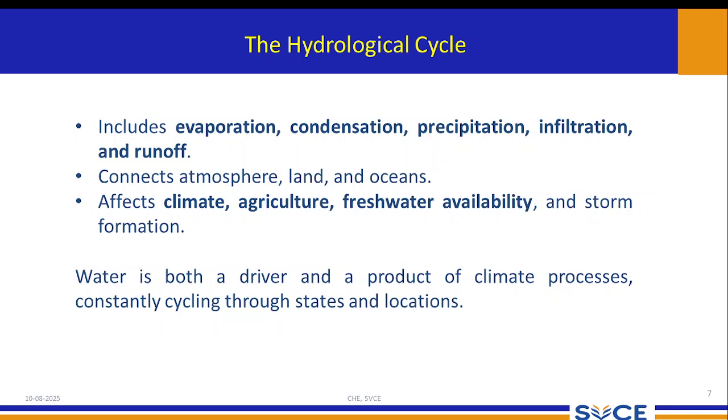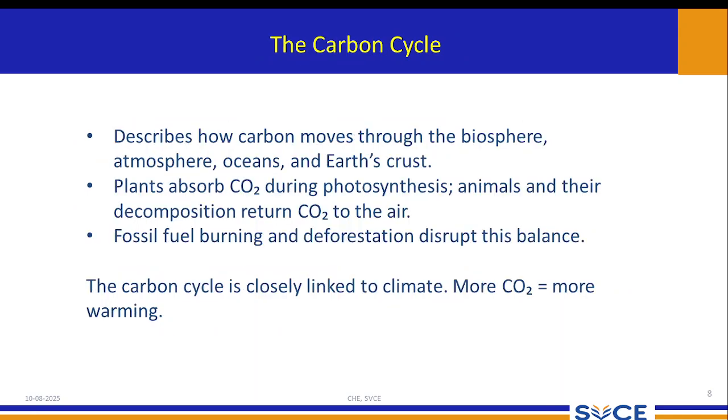Why I'm saying all this is that the hydrological cycle is a very important parameter. It includes evaporation, condensation, precipitation, infiltration, and runoff. It connects the atmosphere, land, and oceans. It affects climate, agriculture, freshwater availability, and storm formation. It is both a driver and a product of climate processes, constantly cycling through states and locations.